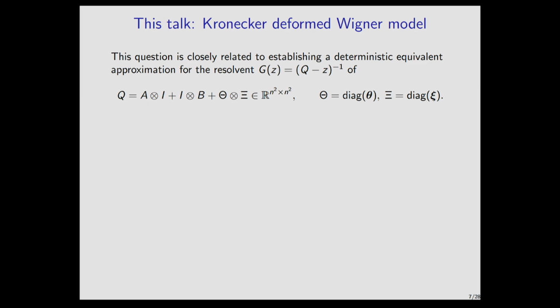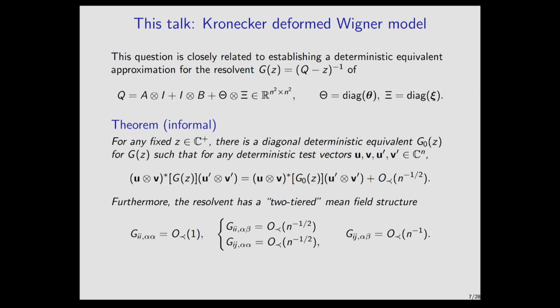It's a Kronecker product of a Wigner matrix A with this m by n identity, plus the identity Kroneckered with B, this independent Wigner matrix, plus a Kronecker of two diagonal matrices, theta and xi. And these would correspond to the ridge penalties I had on the previous slide. So we felt that this model was interesting enough in its own right to study from a purely random matrix theory perspective. And so we also carried out just a random matrix analysis of this problem.